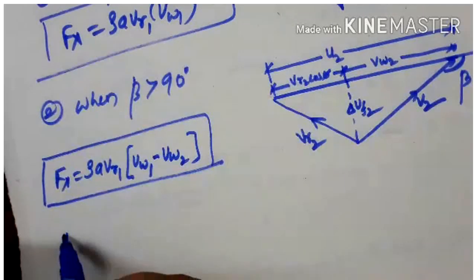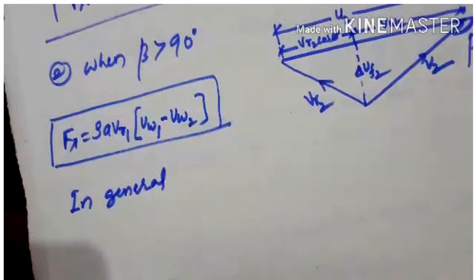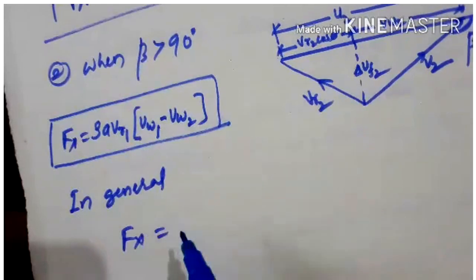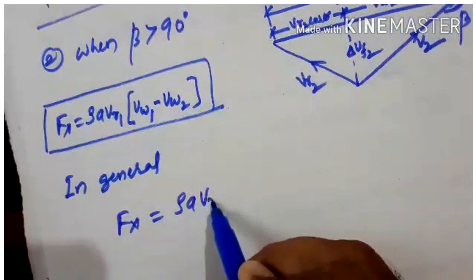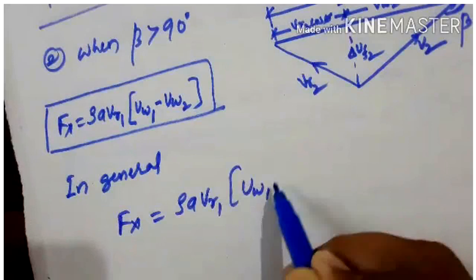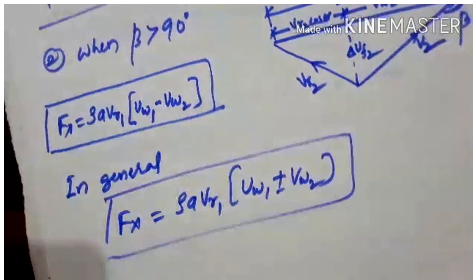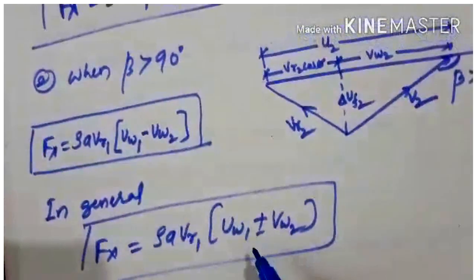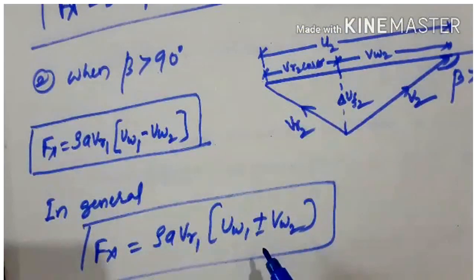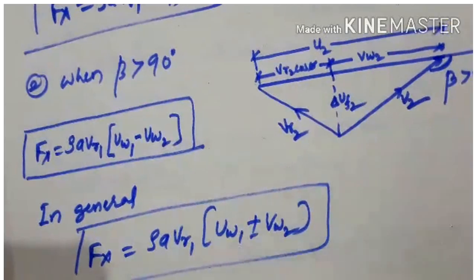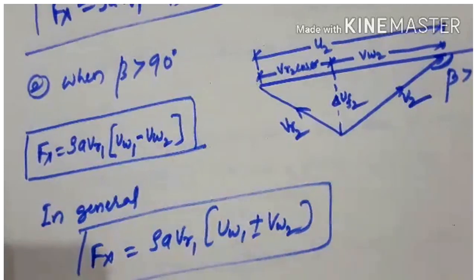So in general we can write Fx equal to rho A VR1 into VW1 plus or minus VW2. This is the general equation. So depending on the value of beta, that is the angle made by V2 at outlet, you can write plus or minus, or some terms get vanished, that depends. So this is the final equation, that is the force in x direction.